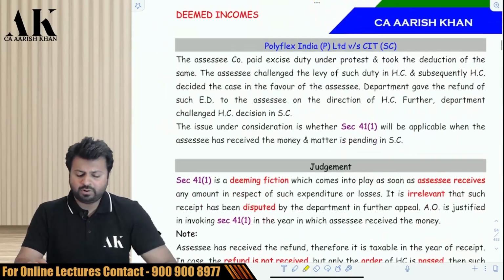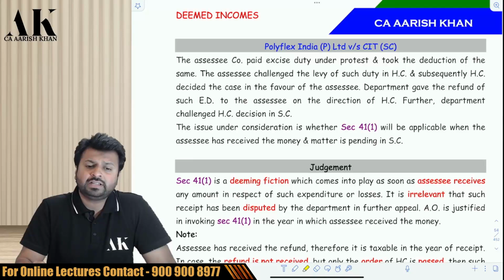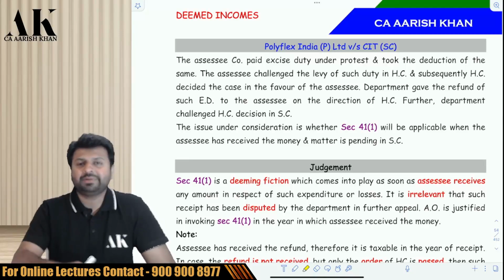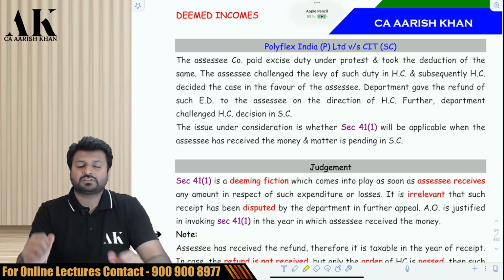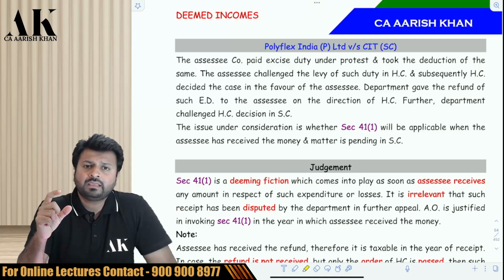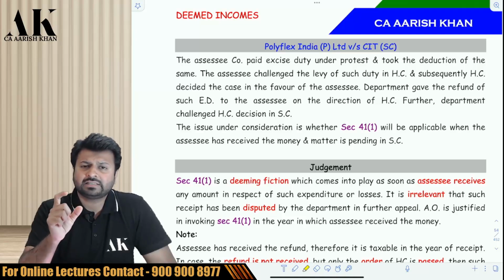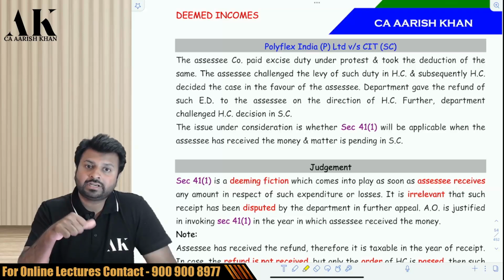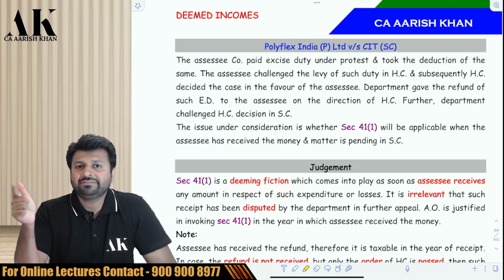Next, a very important Supreme Court judgment in the case of Polyflex India Limited versus Commissioner of Income Tax. It's an old judgment, but it's very important. What has happened in this case? Let me tell you very clearly the facts of the case first of all. There is an assessee who has lost some case in excise. So it has to make the payment of excise duty. There is a notice which has come from excise department. So what did the assessee do? Listen, assessee paid the excise duty, took the deduction because excise duty is allowed as deduction on actual payment. And then it filed a case.